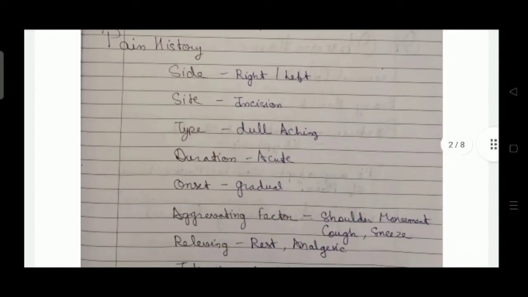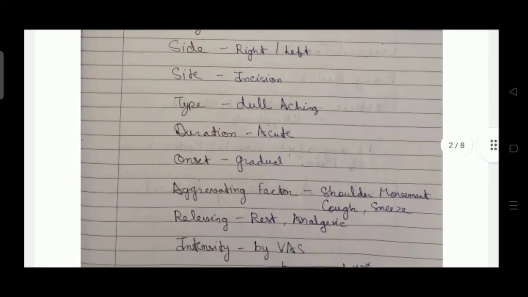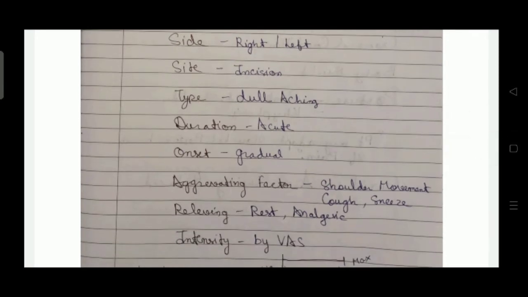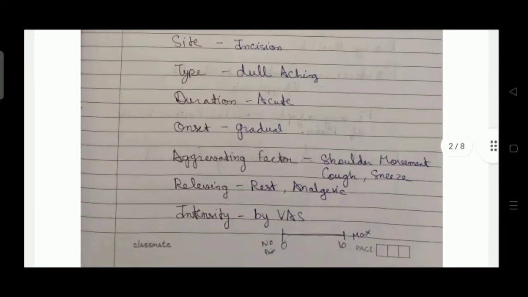Then very important is pain history. In pain history, the first thing we write is side. Which side has been operated, whether right breast tissue or left breast tissue, you have to mention that. The pain will be over the incision site. Type of pain, mainly dull aching pain. Duration would be acute or chronic, depending on the case given. If you have been given post operative day 2 or 3, it is an acute case. Then onset, it would be a gradual onset.